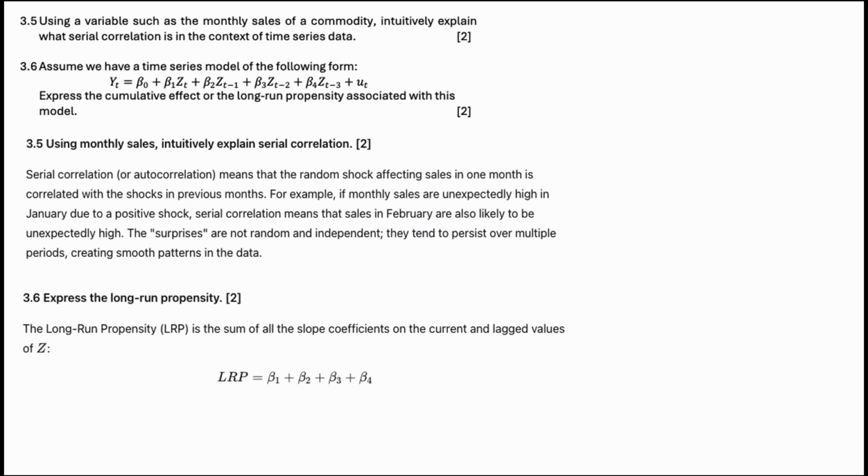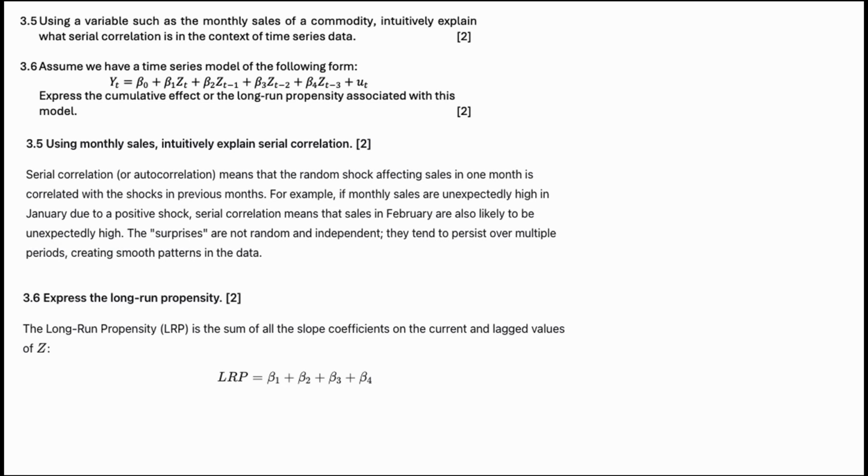And then here we go, using a variable such as the monthly sales of a commodity. Intuitively explain what serial correlation is in the context of time series data. So that means that the random shock affecting sales in one month is correlated with the shocks in previous months. And this answer, for example, is about the error term, right? However, when I plugged this into DeepSeek or the AI, it said serial correlation doesn't only have to do with errors, remember it also has to do with the value of the explanatory variable. So the previous explanation basically just says that the value of sales in one year is correlated with the value of sales in the previous year or in a different year.